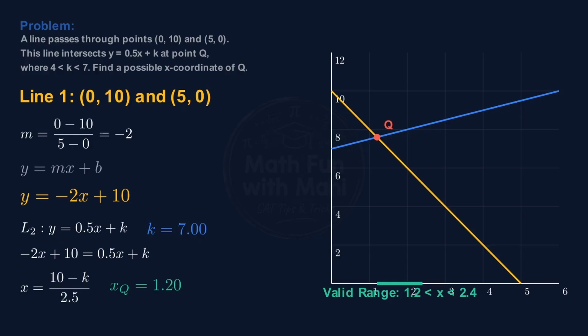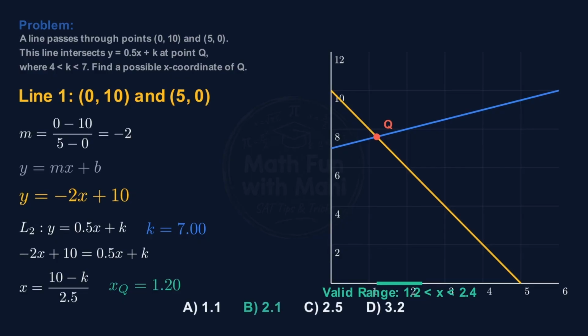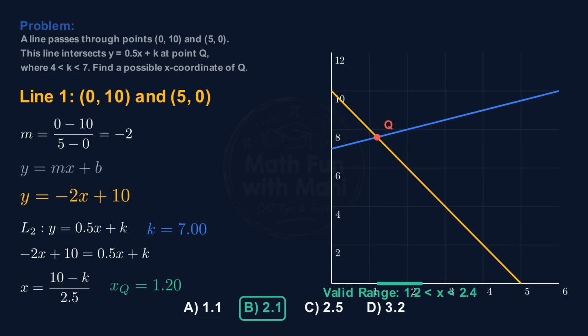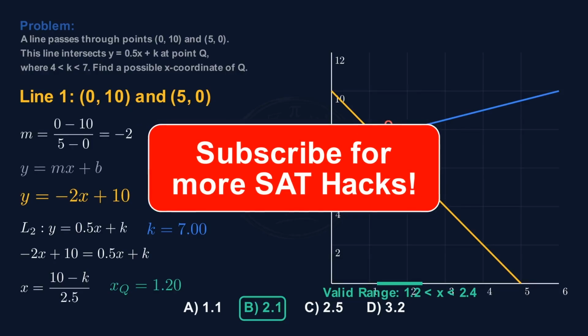So let's check our options. A, C and D are all out of bounds. Only option B, 2.1, falls right in our success zone. Boom. That's how you dominate coordinate geometry.